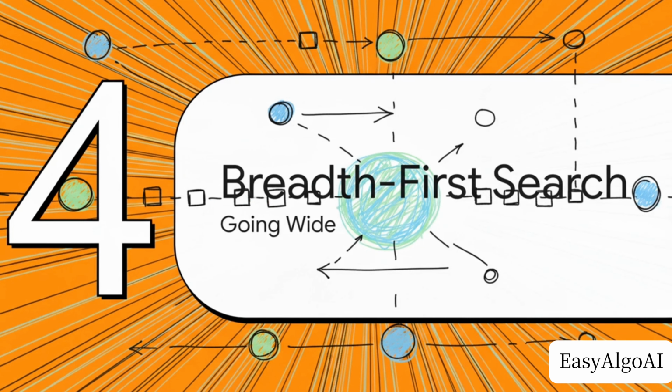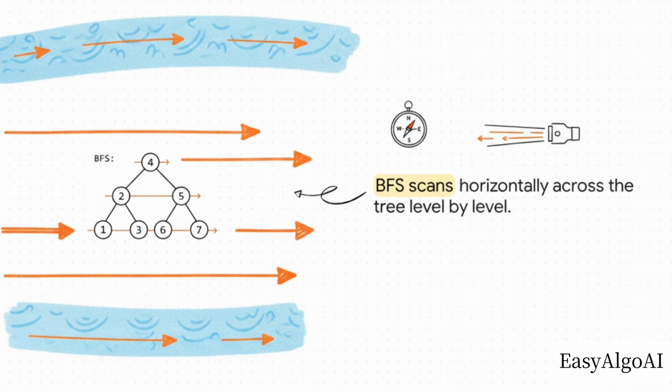All right, let's flip the script. Section 4, going wide with breadth-first search. So if DFS was our aggressive deep sea diver, breadth-first search, or BFS, is more like a methodical scanner. Check out the horizontal scan happening here.